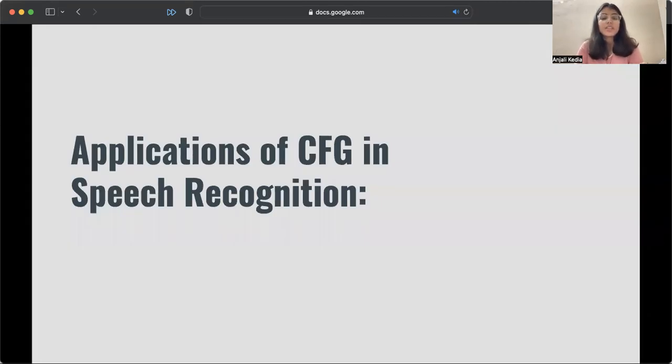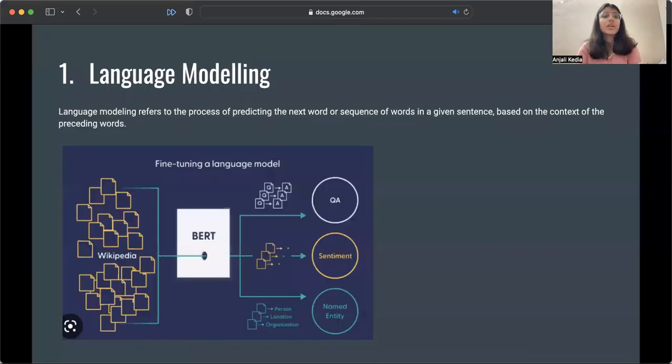CFG has major applications in speech recognition in 4 areas. We will be looking at each area one by one. Number 1 is the language modeling. Language modeling refers to the process of predicting the next word or sequence of words in a given sentence based on the context of the preceding words. CFG is used in natural language process modeling in the following ways.